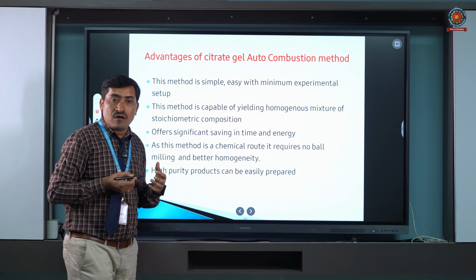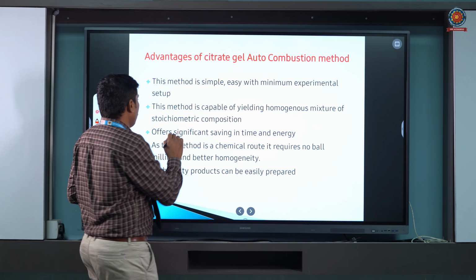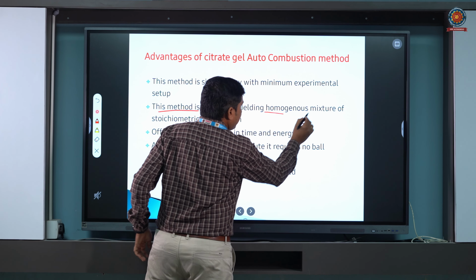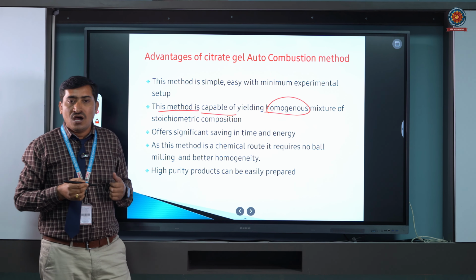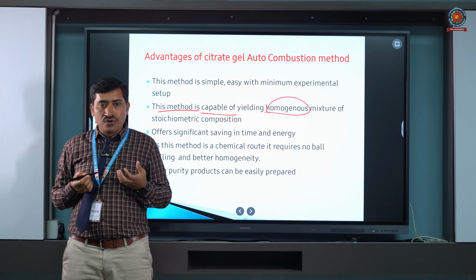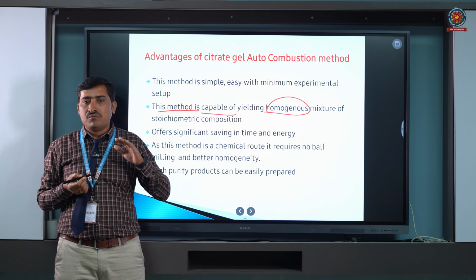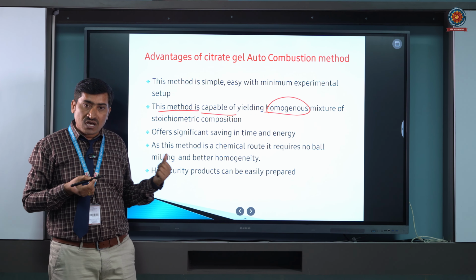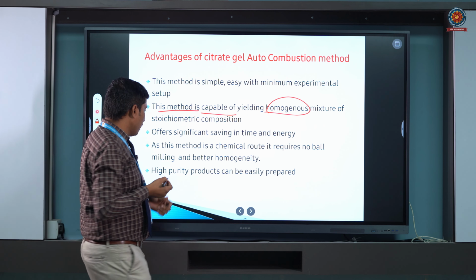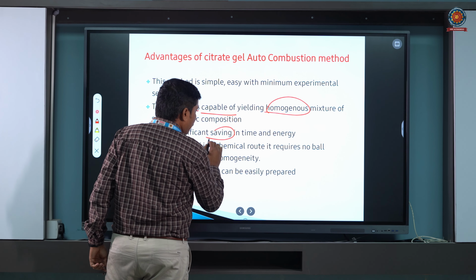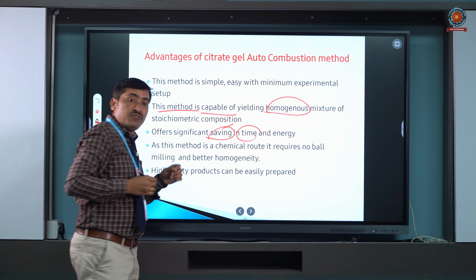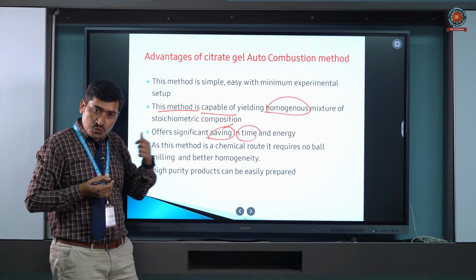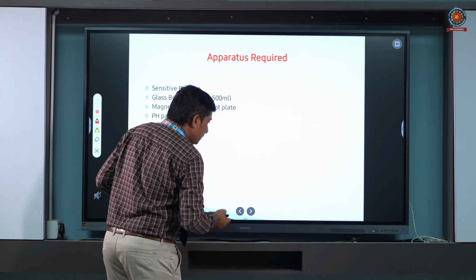Next is the advantage of this method. It has different advantages. This method is capable of yielding a homogeneous mixture, which is what we want. Homogeneous means our material is good, with no contamination, so this method gives a homogeneous powder. We also save time and energy by using this method. That's why we choose this method for synthesis.